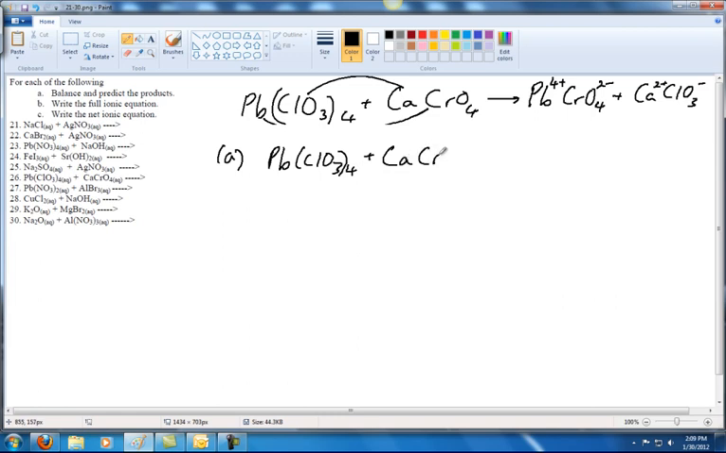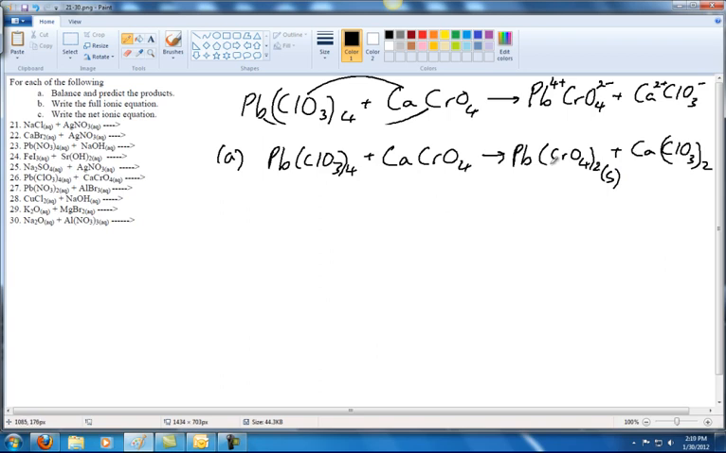Pb(ClO3)4, CaCrO4. Now I'm looking at this and I see I've got Pb4 plus and CrO4 2 minus. And what I'm saying to myself is, how many of each of these do I need to make this balance out? And it'll be Pb and then 2 CrO4s, because that's 4 plus and that's 2 negative. I have 2 of those, that's going to be -4, and that will balance out. Then I've got Ca, and I need 2 ClO3s to balance that one out.